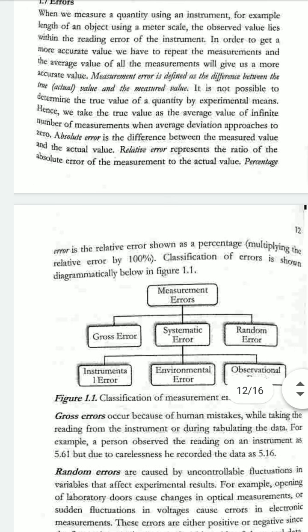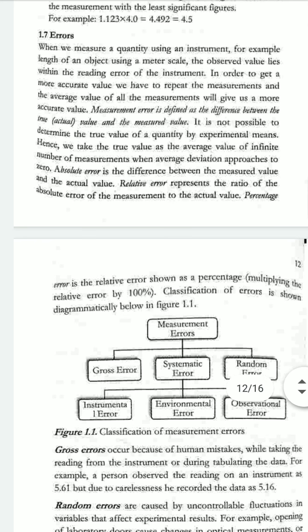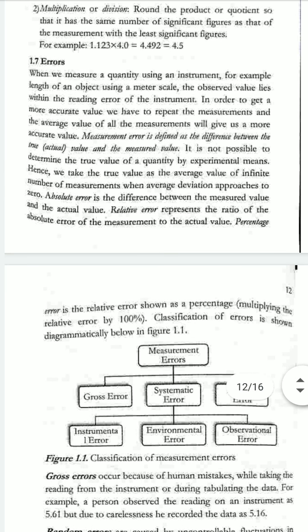Now let us go to the different types of measurement errors. So here we have the absolute error. Absolute error means it is the difference between the measured value and the actual value. So measurement error itself is absolute error. And what is relative error? So this measurement error is termed in a different way. First one is absolute error. Second one we call relative error.